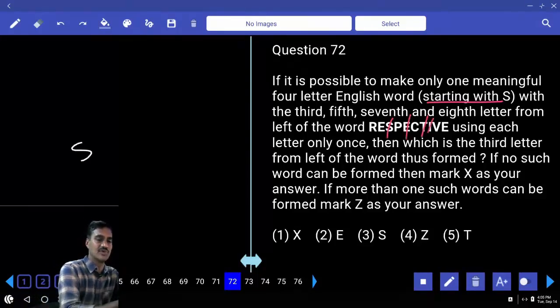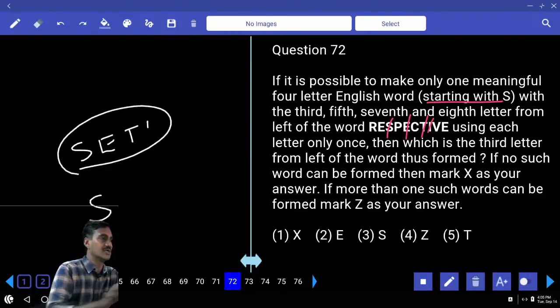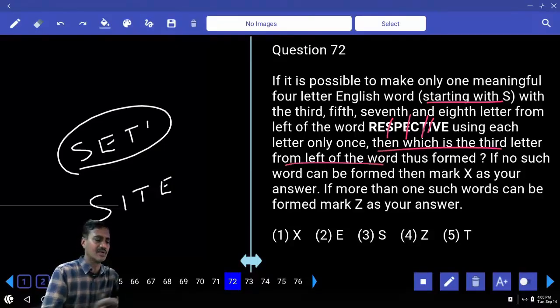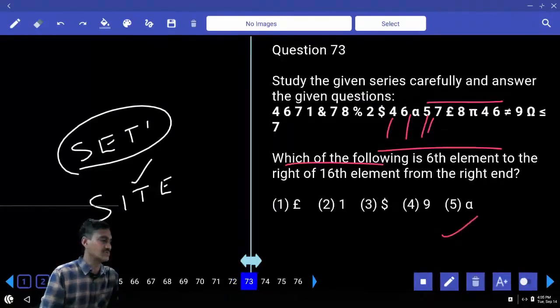What are the letters we have? S, E, T, I. Now with the help of these 4 letters starting with the S, what is the word that can be formed? S-E-T-I, SETI is the word that can be formed. And the question is, if more than one such word, then which is the third letter from the left? What is the third letter from the left here? T. T, that is given in choice 5, question number 72.